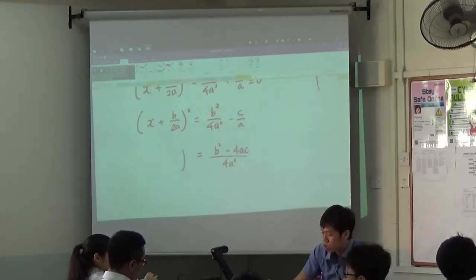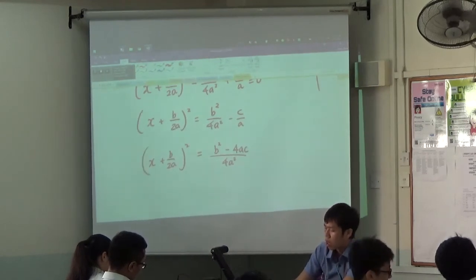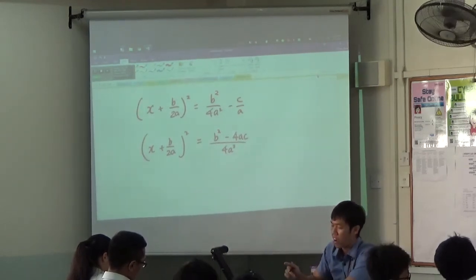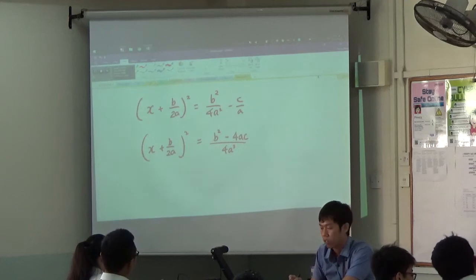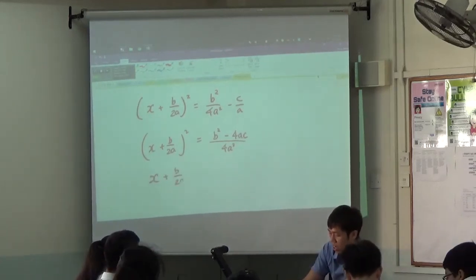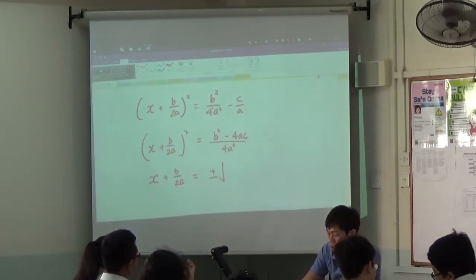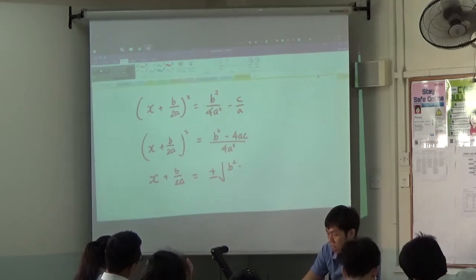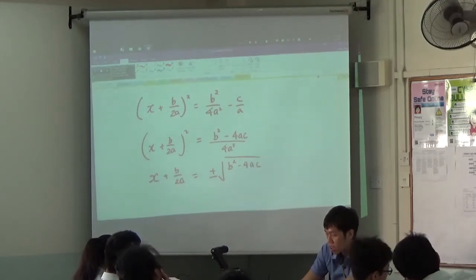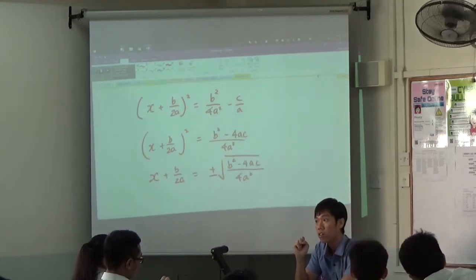So I've got a square term over here. Remember, your goal is to still solve for x. So what's x now? What should I do next? Square root both sides: x plus b over 2a equals plus minus square root b square minus 4ac over 4a square. Agree with this so far?